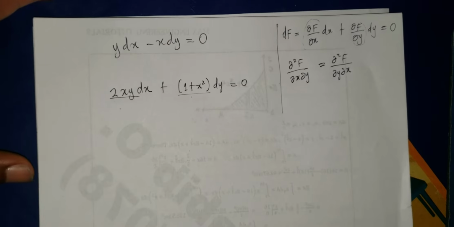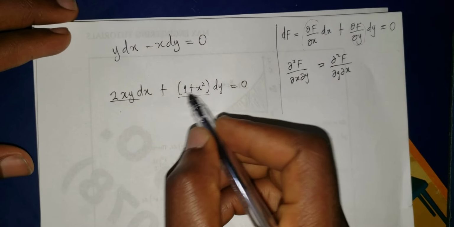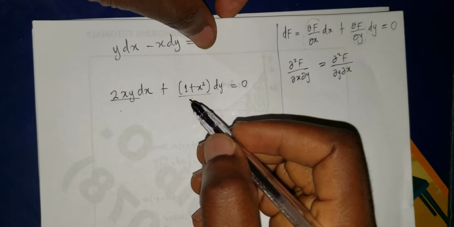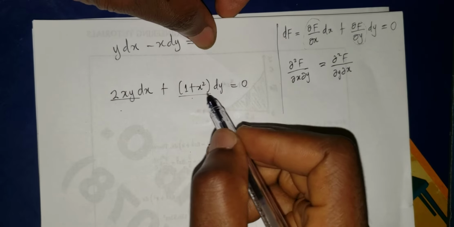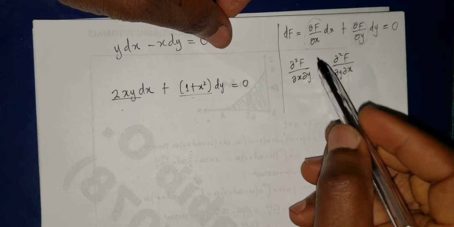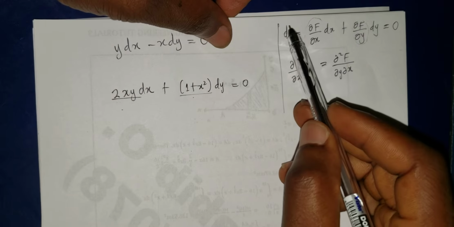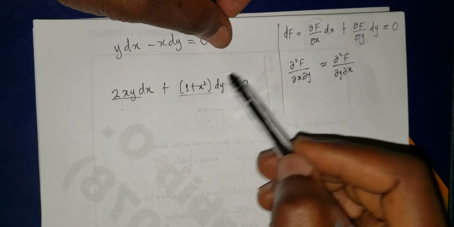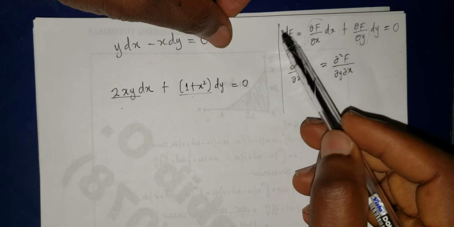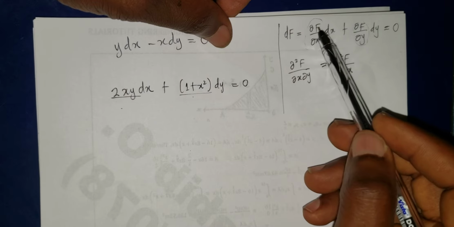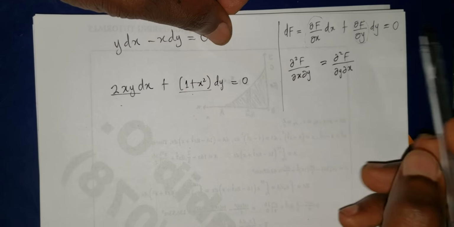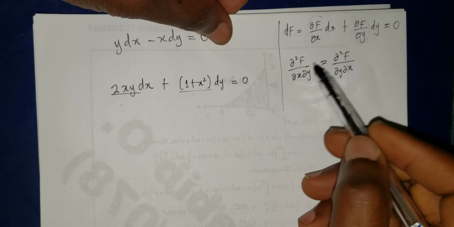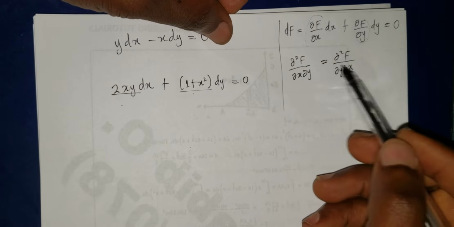All right, so we'll proceed now. We have established before that this is an exact differential equation. The idea is that this was obtained from the total differential of some function f of x comma y, so its second partial derivatives, the mixed second partial derivatives, should be the same.